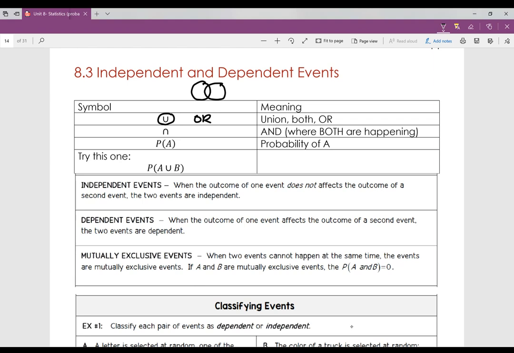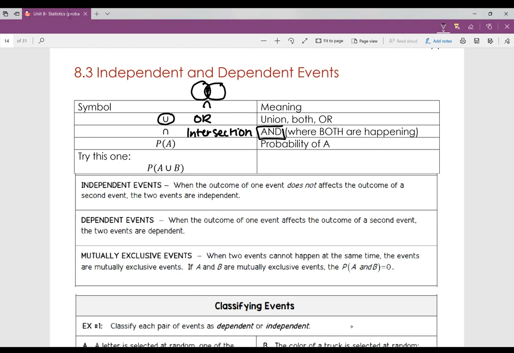This means intersection, okay? Or and. It's where both are happening. So this is the intersection, where both are happening. Or is the entire thing. P of A means probability of A. Hopefully you figured that out. We've been using it a lot.